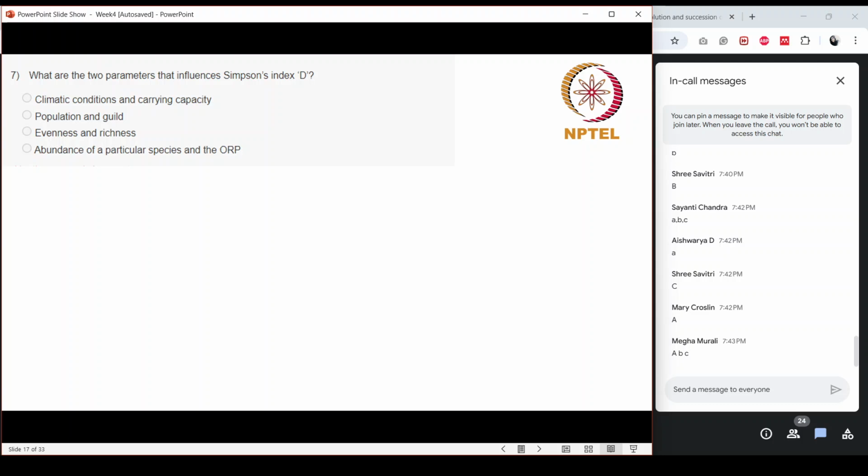What are the two parameters that influence Simpson's index D? This also has been discussed: Shannon and Simpson index.